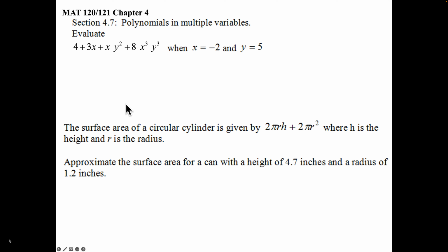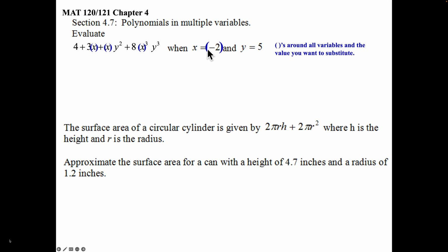All right, 4.7, polynomials in multiple variables. We can still evaluate this, but the biggest thing here that you're going to remember is there's not going to be descending order, and there's not going to be a leading term or leading coefficient. So one thing that I would encourage you to do, if you have to evaluate a polynomial with multiple variables, we're going to want to use parentheses and or brackets.